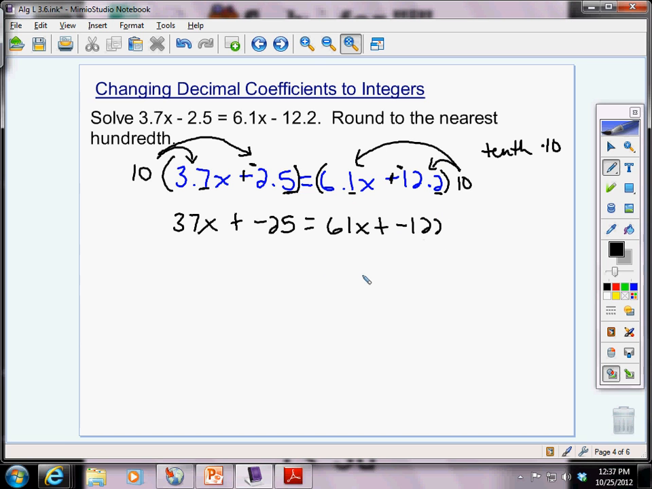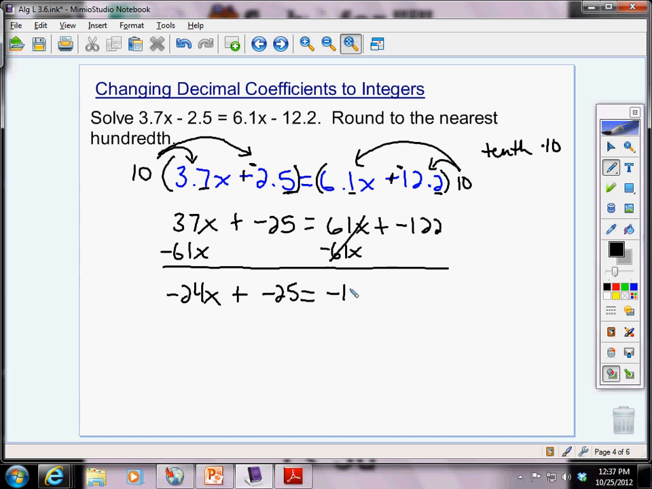Now we're dealing with an equation that doesn't have any decimals. So we can go ahead and solve it. We have x's on both sides, so let's get rid of them on one side. It doesn't matter, again, what side you choose to subtract them off of. So if you go 37 minus 61, you get a negative 24x plus negative 25 equals, double check to make sure these cancel out, negative 122.